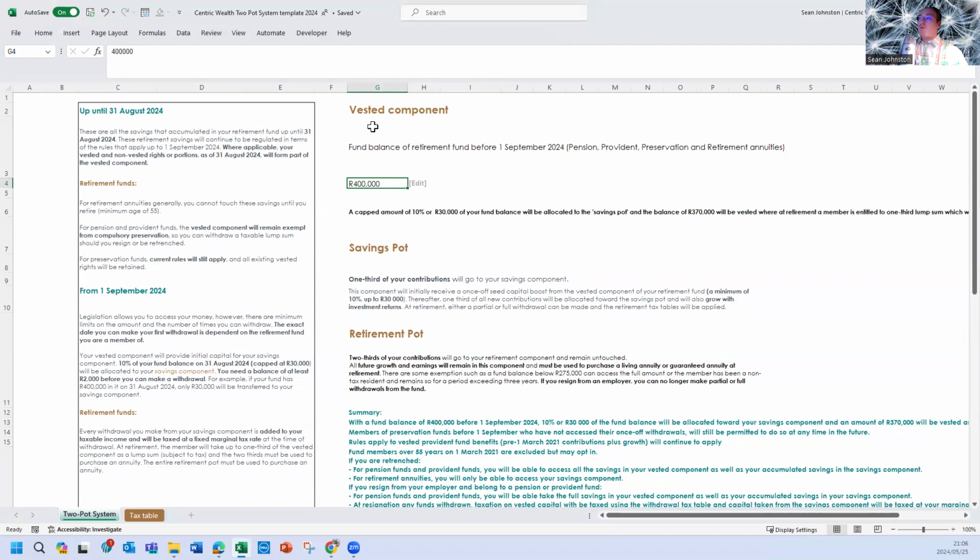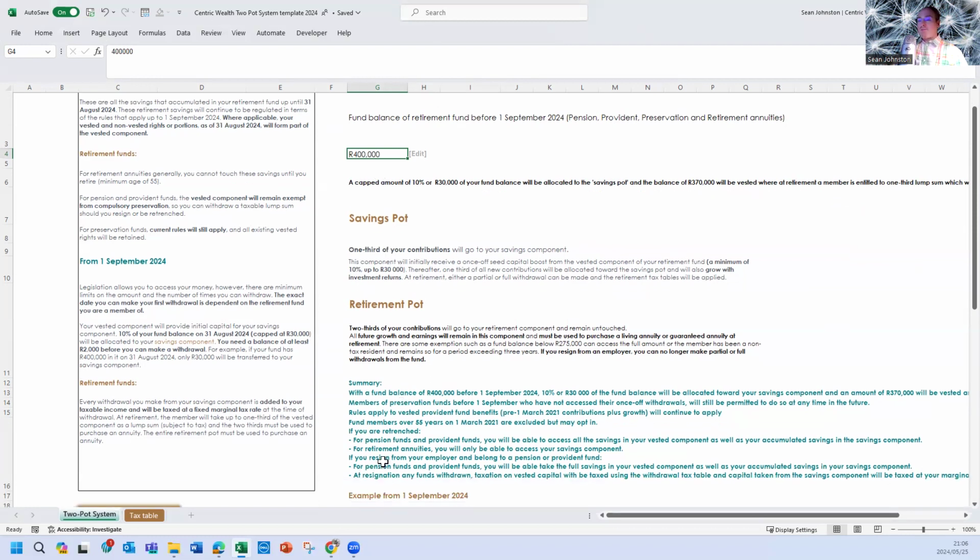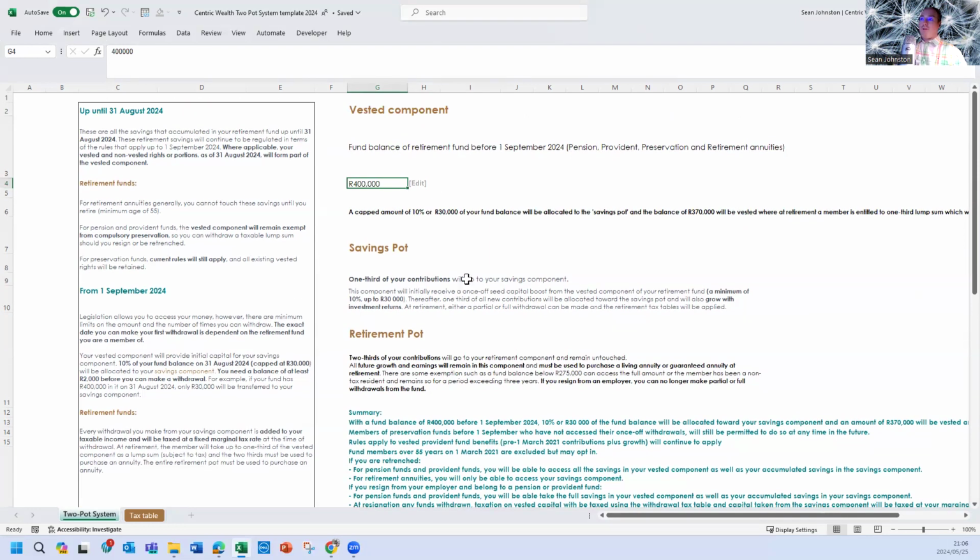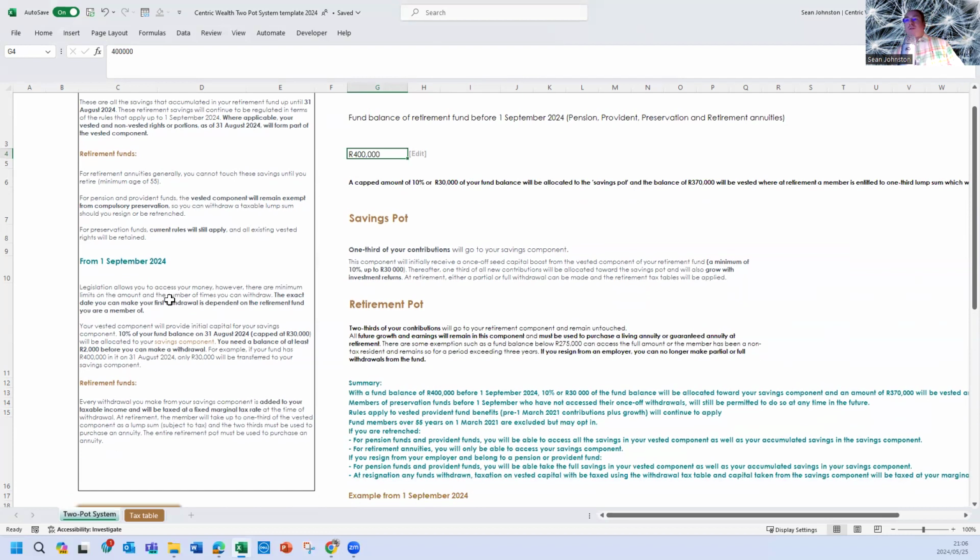Obviously, the vested component will still grow with interest, but it's just important to know because when you start resigning and being retrenched, the taxes will be different because of the access to the savings pot, which I will get to. So from the 1st of September, legislation allows you to access your money. However, there is a minimum limit on the amount and number of times you can withdraw. The amount is once a year. The exact date on which you can make your first withdrawal is dependent on the retirement fund you are a member of. Your vested component will provide initial capital for your savings component.